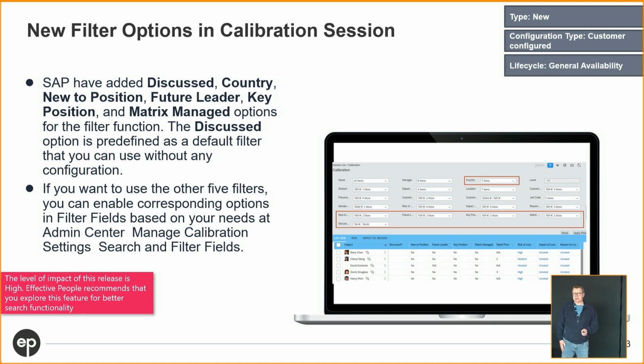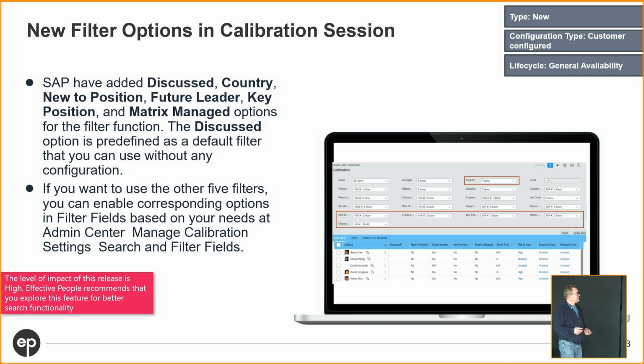Then to calibration. SAP is, in this release, launching new options for filtering when you are filtering people in a calibration session. One of them is discussed. You remember when you are in the calibration, you can mark the employees as discussed or not. That will be automatically added to the filters.